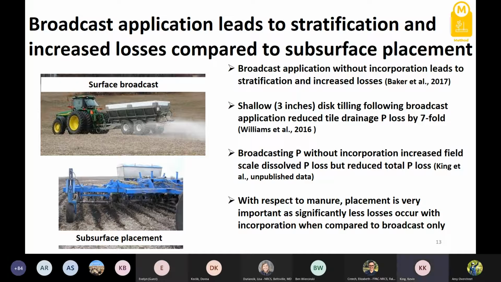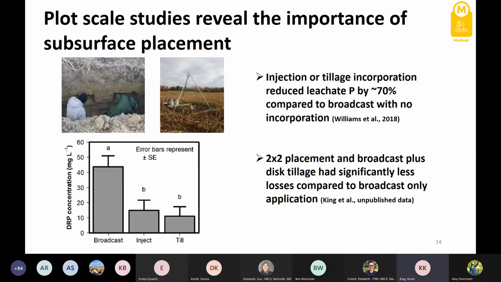With respect to manure and using data out of the Chesapeake Bay area, placement was also shown to be very important, as significantly less losses occur with incorporation when compared to broadcast only. Similar to the field scale studies, plot scale studies reveal the importance of subsurface placement. Using a lysimeter approach and rainfall simulation, it has been shown that concentrations in the leachate water were significantly greater from broadcast application without incorporation compared to leachate concentrations which were injected or tilled in.